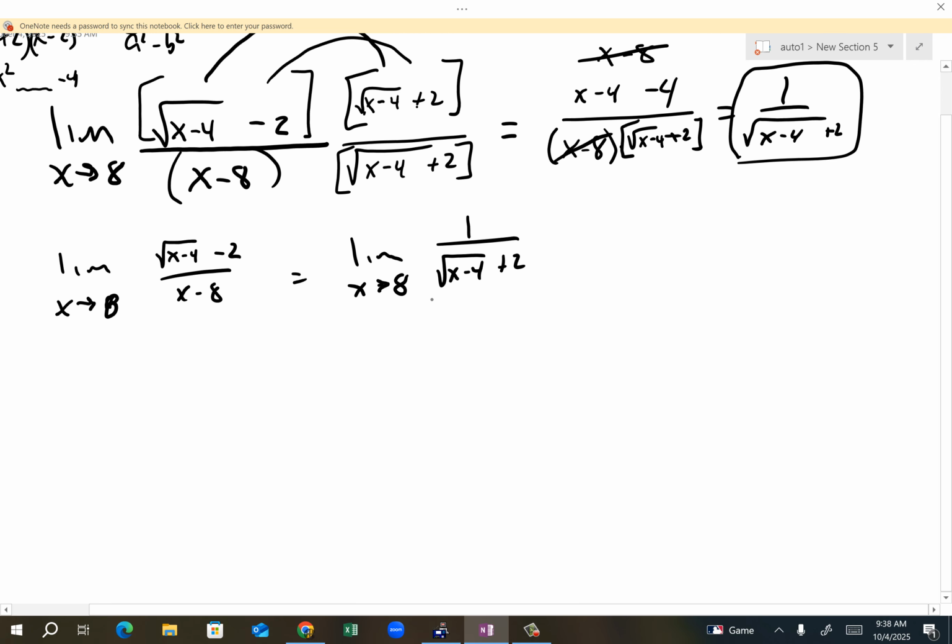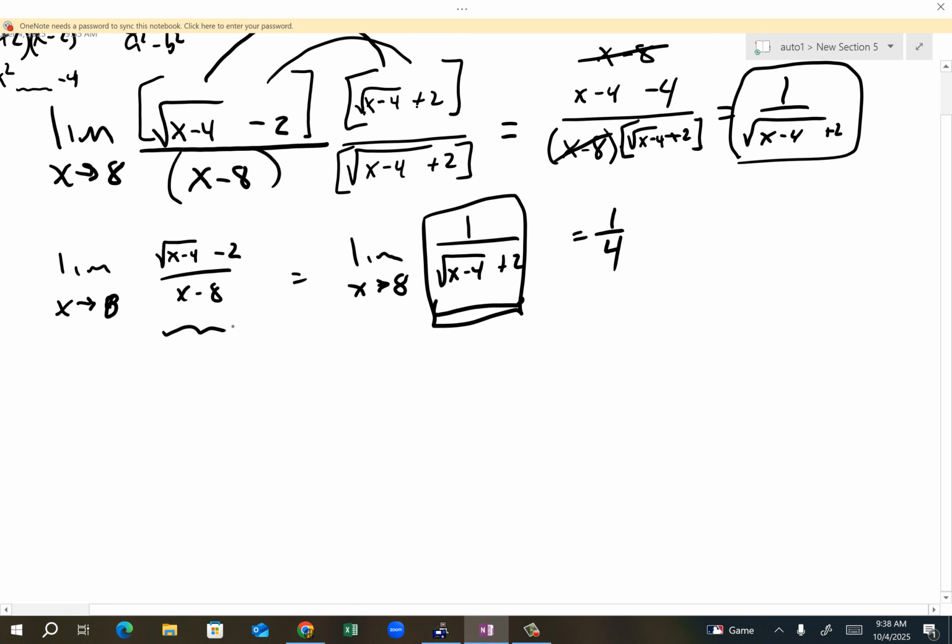Because in this one I plug 8 in. 8 minus 4 is 4. Square root of 4 is 2. 2 plus 2 is 4. So the limit is 1/4. This fella is continuous. Well, honestly, he's continuous everywhere. This whole function is continuous everywhere, but at least he's continuous at 8. Yes? This guy has a discontinuity at 8.